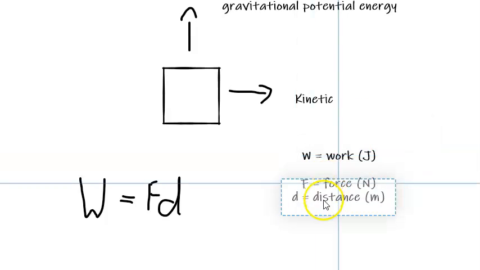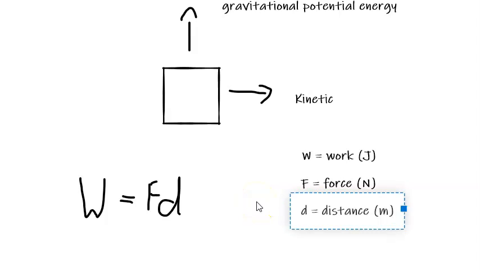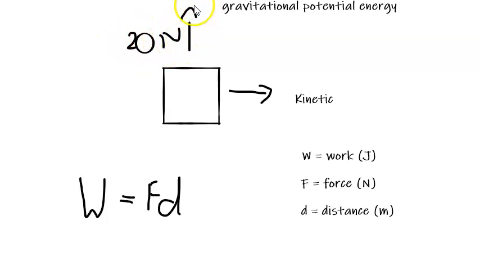So if we were to apply a force to this object vertically, let's say it was 20 newtons, and it went up 2 meters, let's say this distance was 2 meters, then we would just plug these values into our formula, 20 newtons times 2 meters, and the work done would be 20 times 2, so 40 joules.